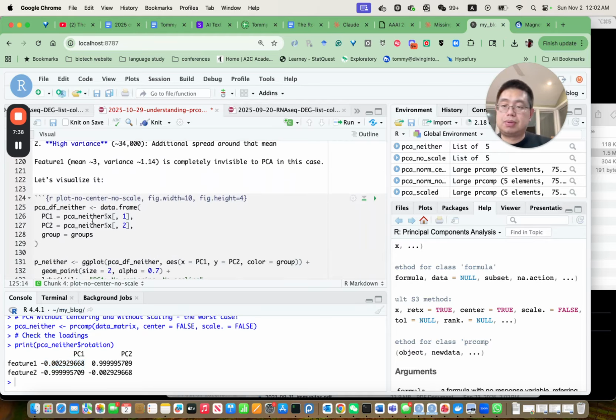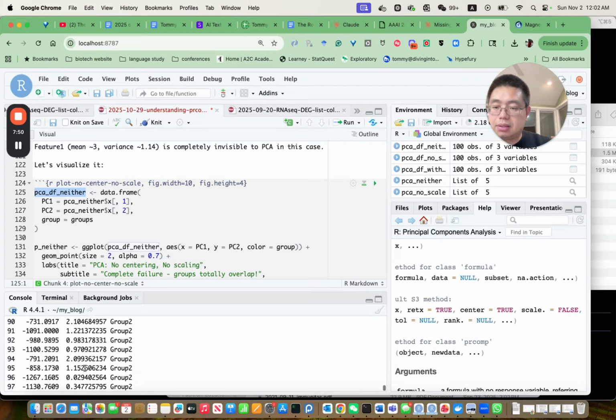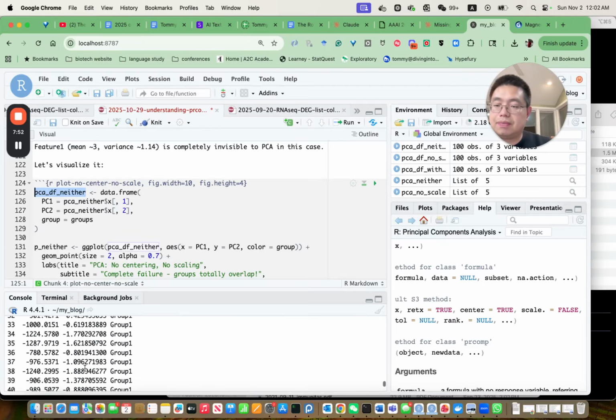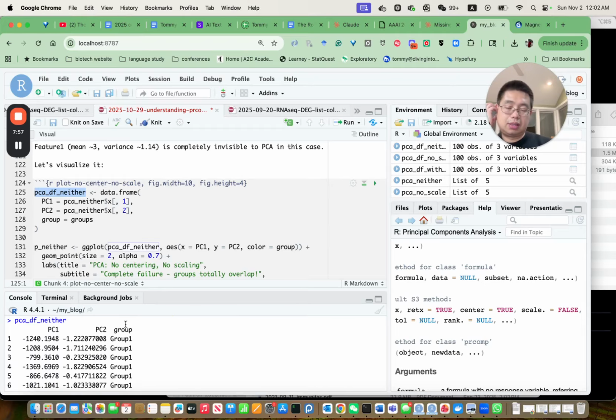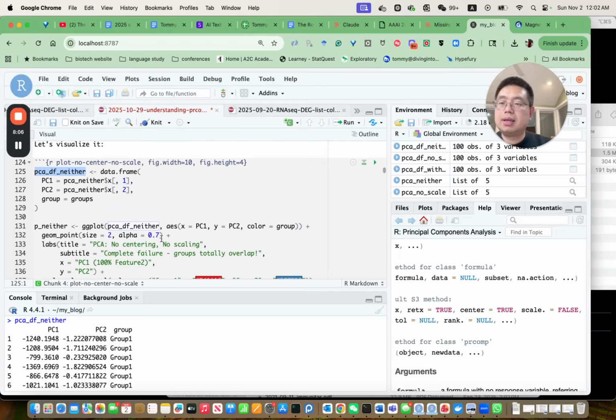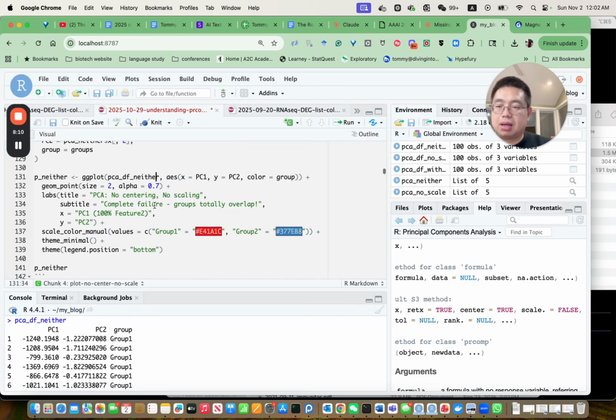So now we just put the principal components into this data frame for us to do ggplot plotting. If we look at this, it's essentially just a data frame for PC1, PC2, and the last column is the group ID. So the first 50 rows are group 1, the second 50 rows are group 2. Okay, now we can use ggplot to visualize. It's just a PCA plot.